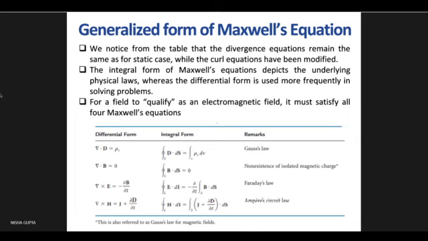So now we move on to the generalized form of Maxwell's equations. We will see how we write them for the time varying field. You can see here there are two sets of Maxwell's equations. We can write either in the differential form or in the integral form. Which set is to be taken depends on what our aim is. The integral form of Maxwell's equations depicts the underlying physical laws, and mostly you will find that whenever we solve any boundary value problem, we use this kind of integral equation, because there we can put these limits.